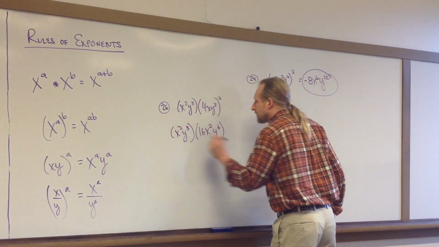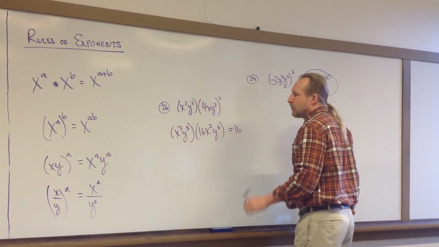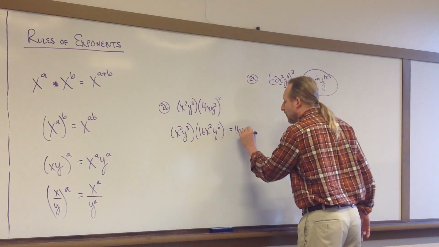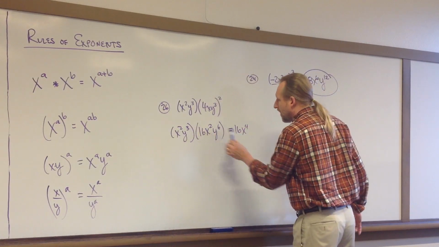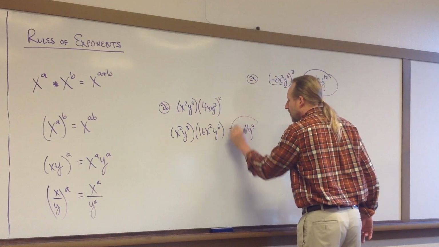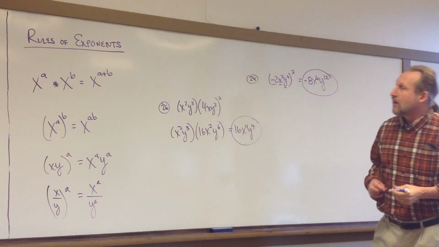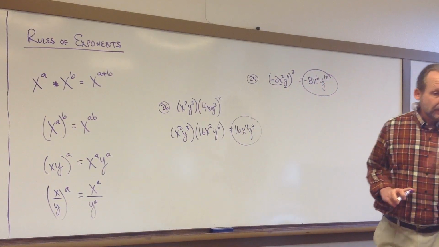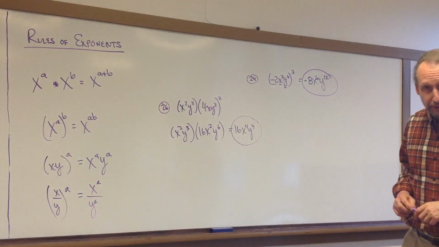Now everything's just about multiplication. So we'll have 16x to the fourth, and then y to the ninth. And there we go. Okay, so that's it for this first assignment on the rules of exponents.